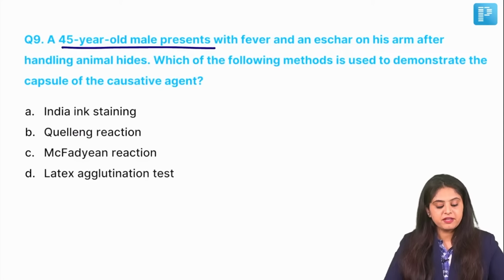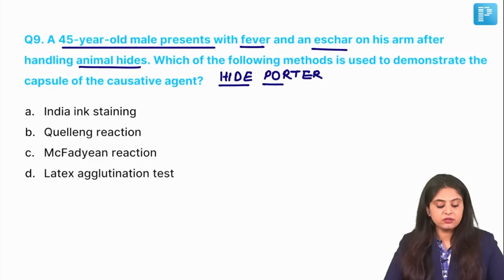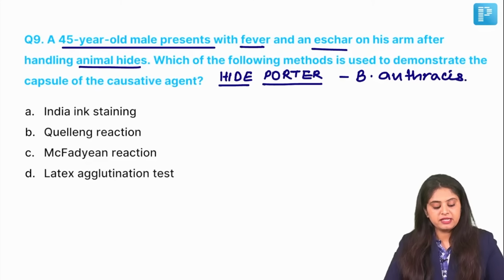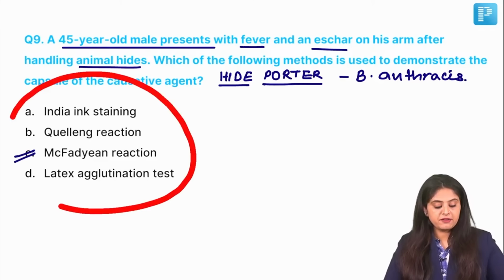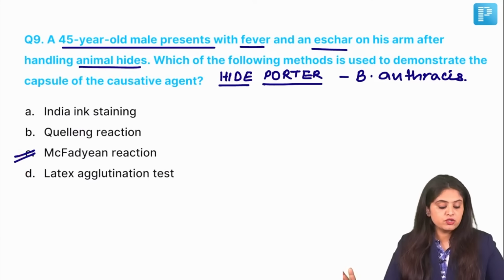Here we have a 45-year-old male with fever and eschar on his arm and handling animal hides. As soon as they say this, I am of course thinking of hide porter disease. Someone who is handling animal skin like a coolie, carrying the animal skin, and we are of course thinking of Bacillus anthracis. Now what is the special stain that I will use? Excellent. McFadyean reaction. So now if you look carefully, all the 4 options mentioned over here are for anything that has a capsule.